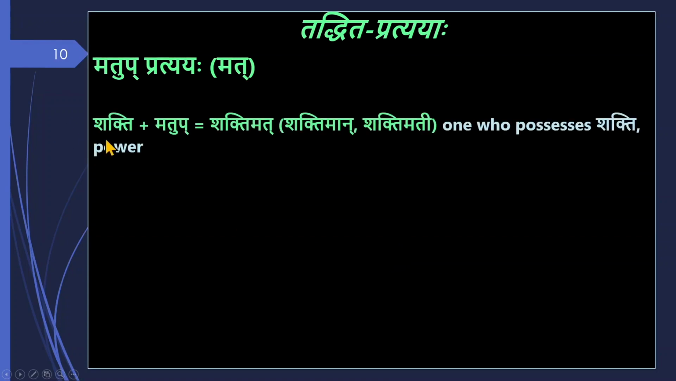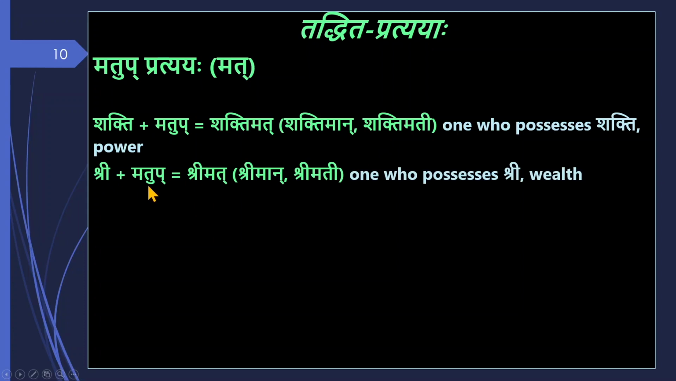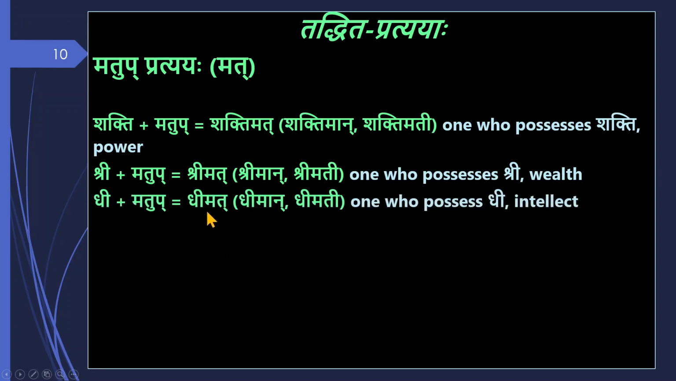Matup pratyaya. Shakti plus matup will become shaktimat. So in Pullinga it becomes Shaktiman, and in Strilinga it becomes Shaktimati. One who possesses Shakti, power, strength. Shaktiman, Shaktimati. Shri plus Matup is Shrimat. In Pullinga it is Shriman, Strilinga it is Shrimati. One who possesses Shri or wealth. Dhi plus Matup is Dhimat. Dhiman, Dhimati. One who possesses Dhi, which is intellect.